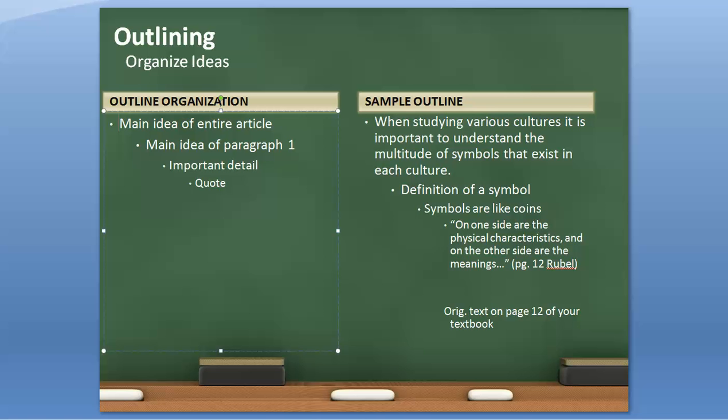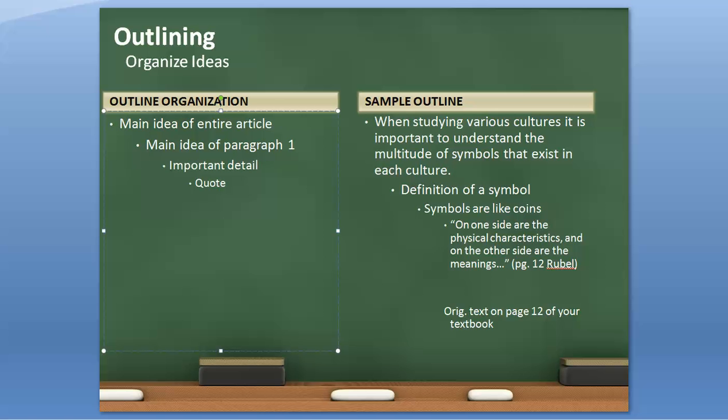So again, write your outline by starting with the main idea of the whole article, then move on to the main idea of each paragraph, then find an important detail in each paragraph, and you can support that with a quote. So here I have the example outline. You would follow that for each body paragraph in the article.